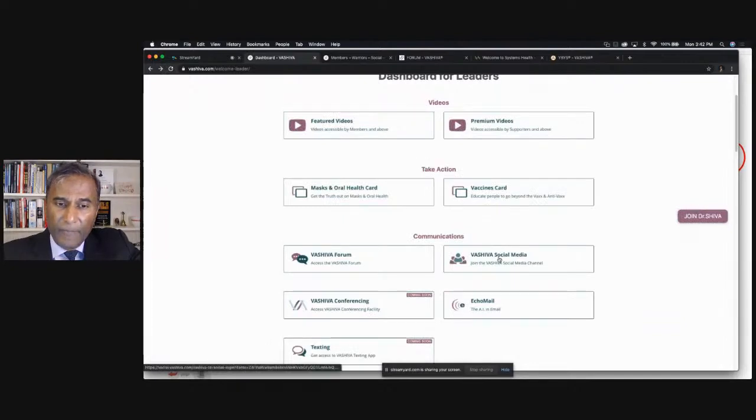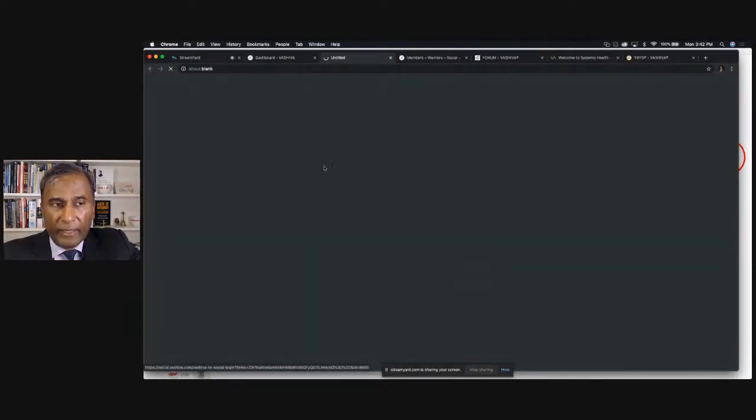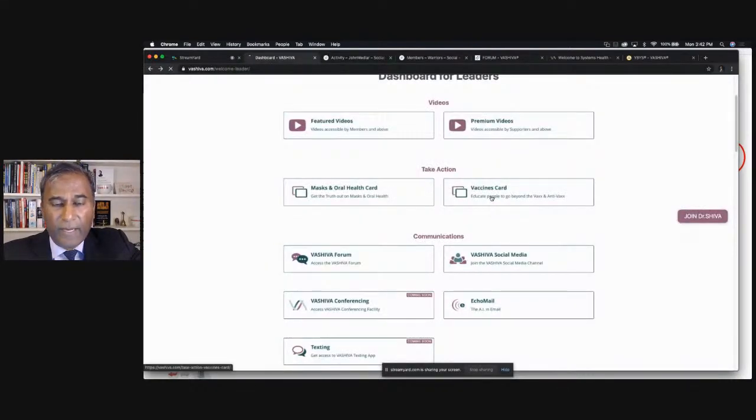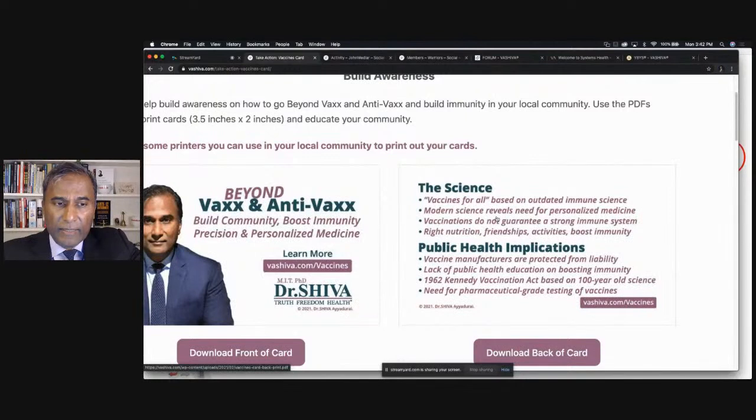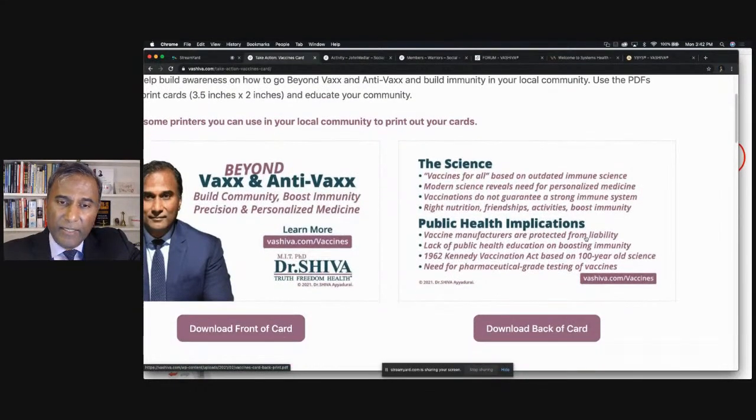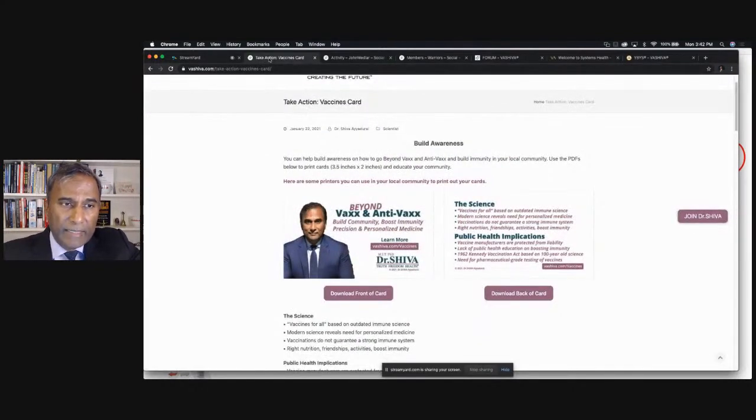You can become active. And then here is, I'm sorry, let me go back to this. Over here is a vaccine card. If you want to educate people beyond the pro-vaccine, anti-vaccine dialectic, right? You can educate people on the science of it. It's beyond vax, anti-vax, on the importance of boosting immunity, eating well, right? Telling them vaccines for all is based on an old model of the immune system. There's a public health implication. Bottom line is, this is a set of tools that everyone can use to educate others. But more importantly, what you're doing is you're energizing your community, but most importantly, you're getting educated.